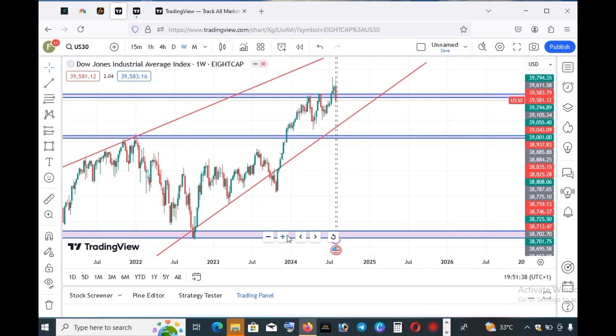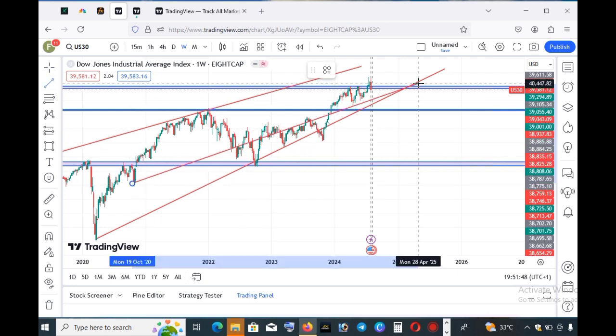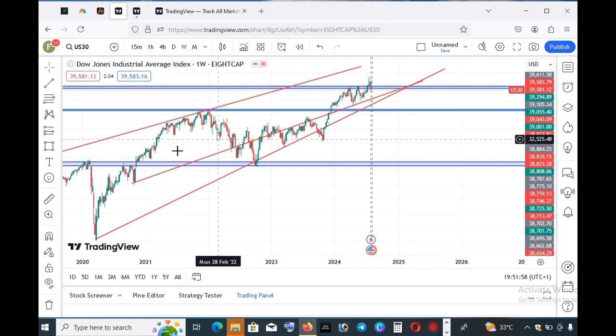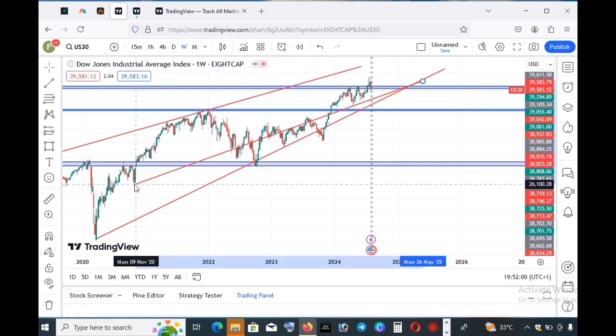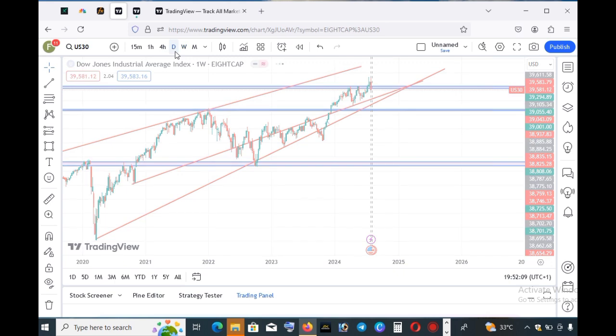Then the next thing we're going to look for is another trend in trend. Let me see if I can find a trend in trend in this market. You can see here is also a trend in trend. You can see this touch, this touch. So let's continue on daily time frame.